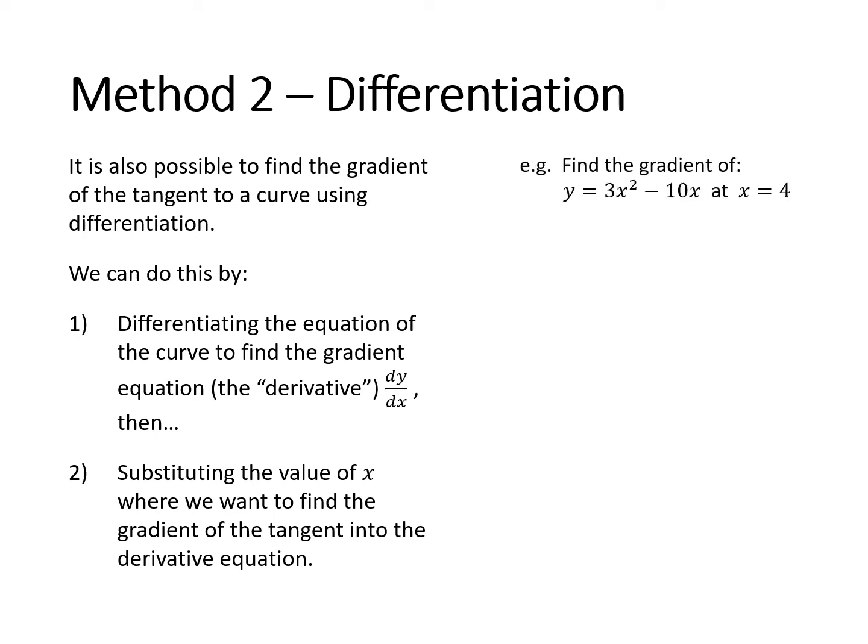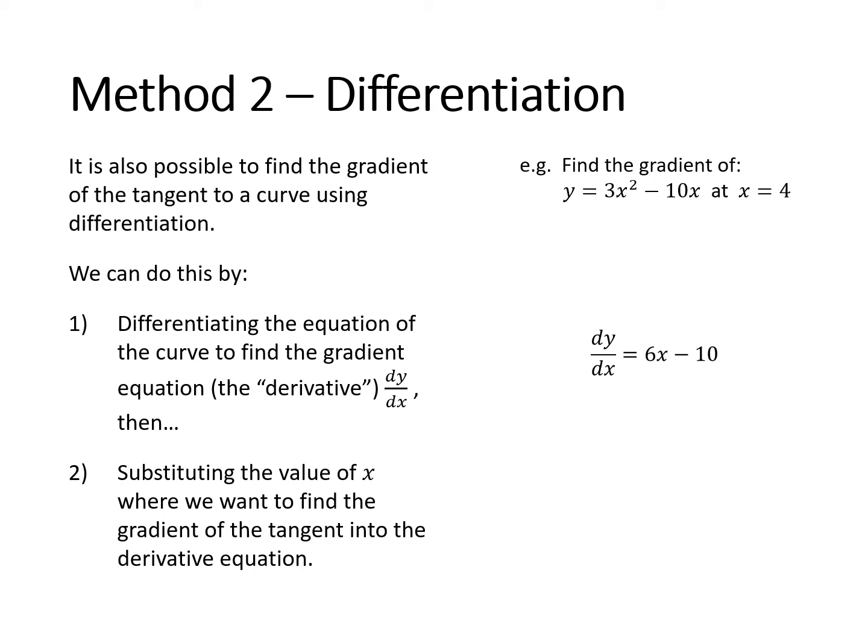So here's the same question we had in the previous example. First of all, we need to differentiate y equals 3x squared minus 10x. And hopefully you can do that fairly quickly. We multiply the power with the number in front, and then we reduce the power by 1. So it becomes dy/dx equals 6x minus 10. Now we've got the gradient equation. We can now put any value we want.